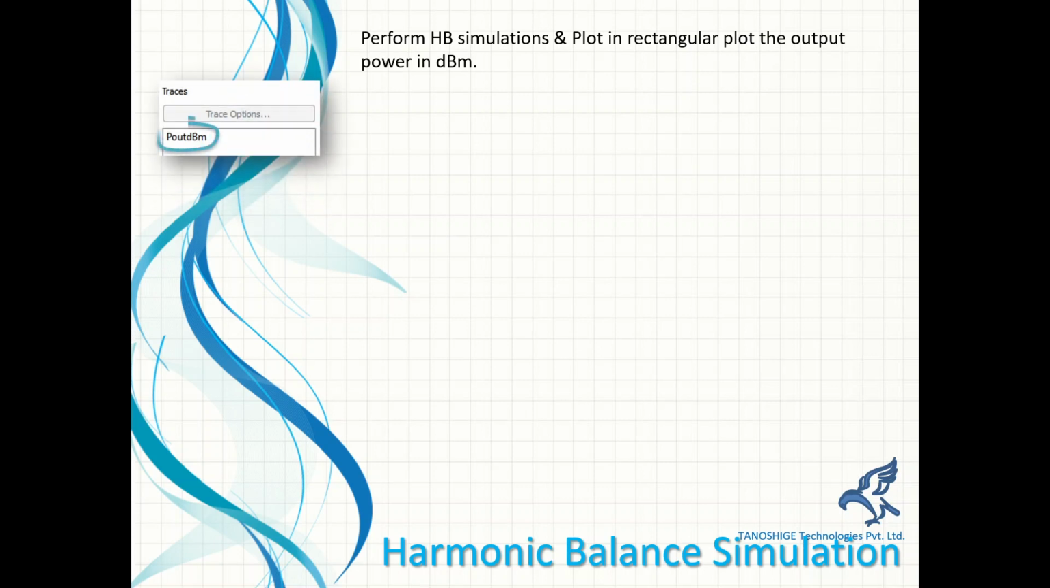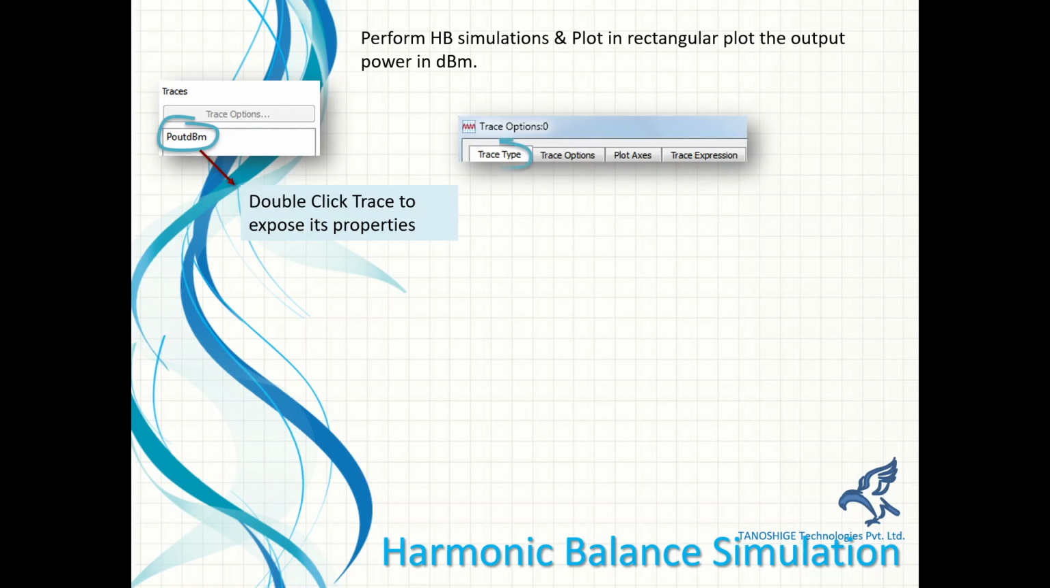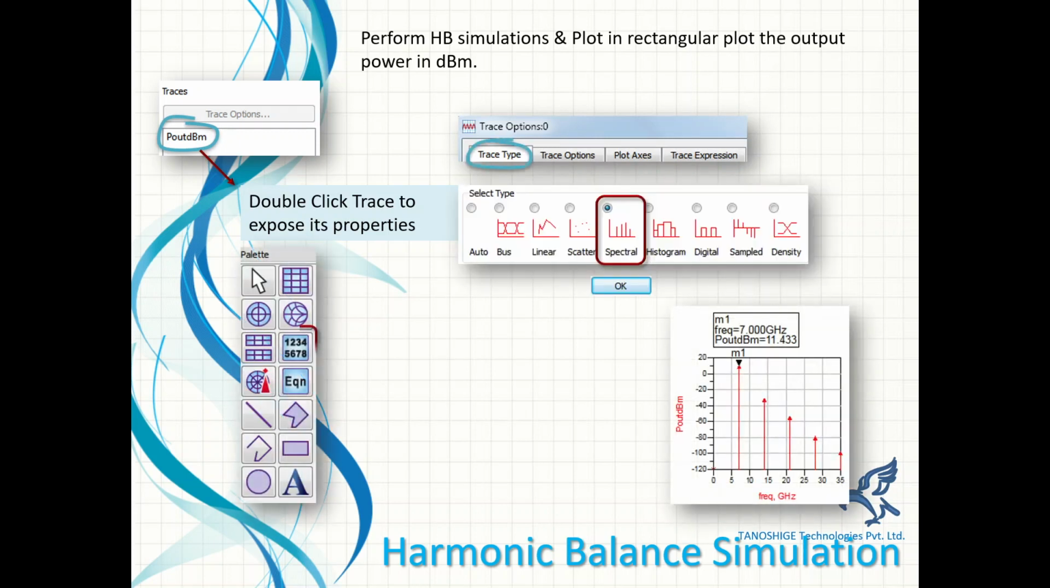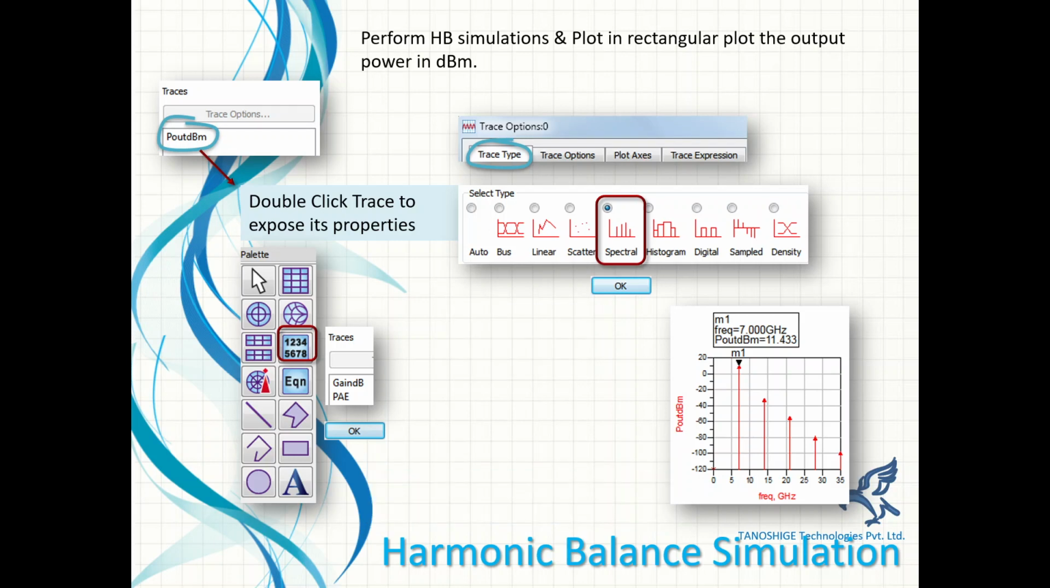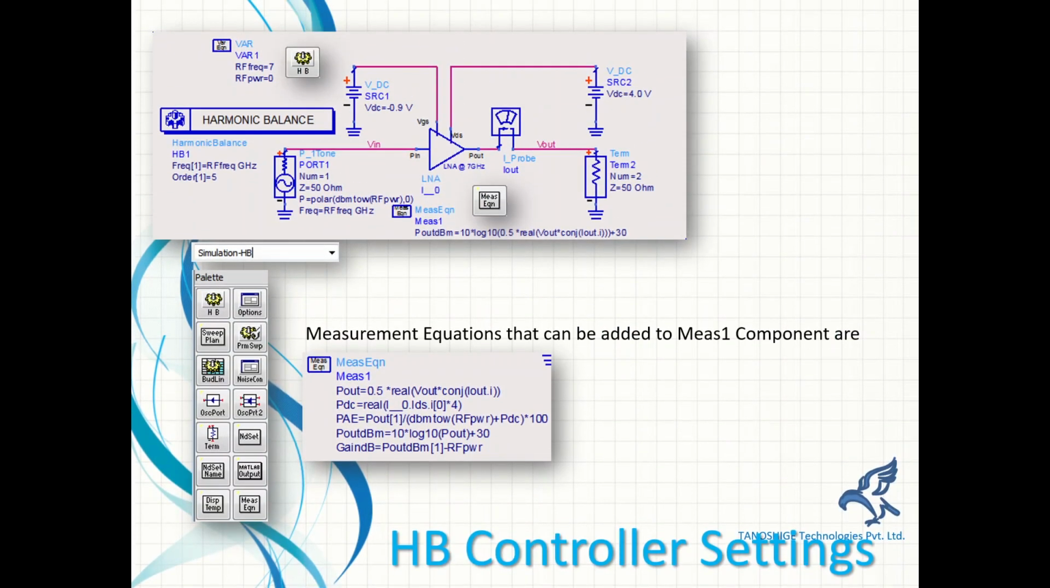So once you perform the simulation, you are going to plot it. So if I plot P out in dBm, I am looking at the spectrum. I'm looking at the fundamental, and I'm looking at the harmonics, and the efficiency I'm looking at, right? So we can compute the efficiency, right? So the efficiency, power added efficiency, is P out divided by P in plus PDC, into 100.